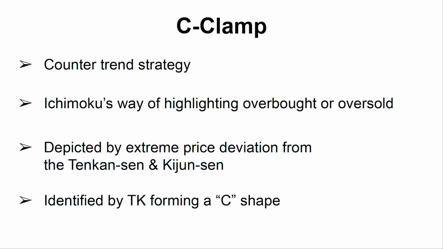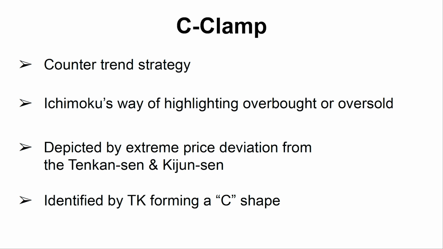Remember, in a trend that is out of equilibrium, price will be far away from the Kijun. Well, that also goes for Tenkan-sen. In a C-clamp formation, the Tenkan and Kijun will diverge from one another and form a C shape. This commonly suggests that the trend is overextended and needs a reversion to the mean before continuing or reversing.